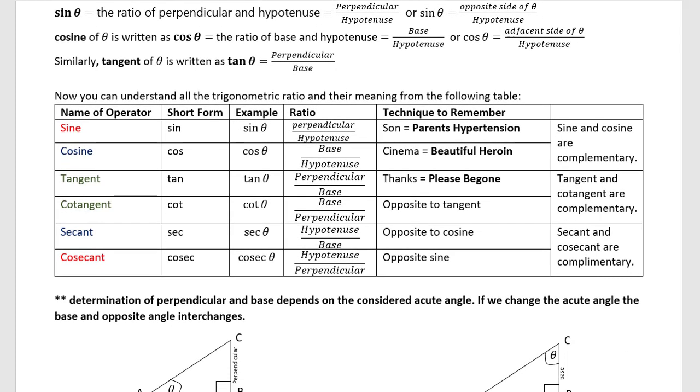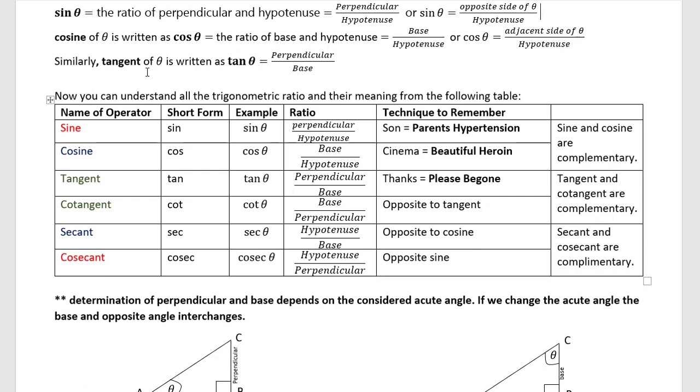And what is cosine? Cosine of theta is written as cos theta. And cosine of theta is the ratio of base and hypotenuse, base by hypotenuse. What is base? Base is actually the adjacent side of theta. The hypotenuse is also an adjacent side of theta, but it is not called that in the trigonometric aspect. In trigonometry, adjacent side means the side other than the hypotenuse. So cos theta is equal to the adjacent side of theta divided by hypotenuse.